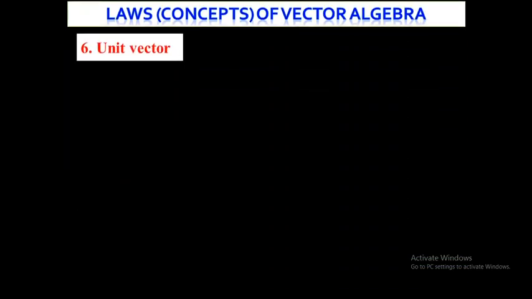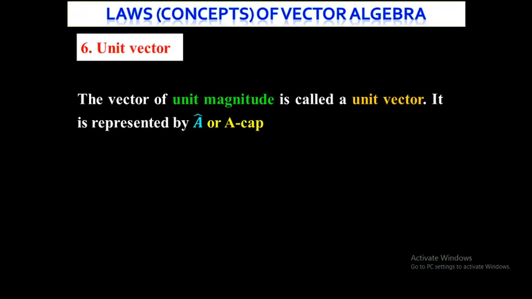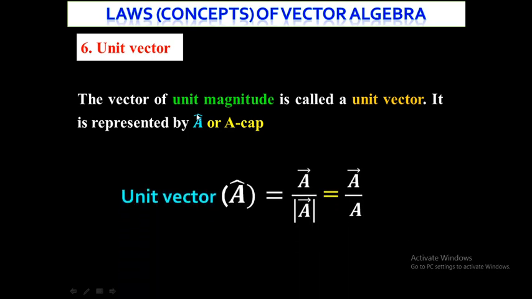Now unit vector. A unit vector is a vector of unit magnitude. The vector of unit magnitude is known as a unit vector and it is symbolically represented by a cap. This symbol is called the cap symbol and it is read as cap. So the formula for a unit vector: if A is the vector, A cap equals the A vector divided by its magnitude. So the formula for unit vector is the vector divided by its magnitude.